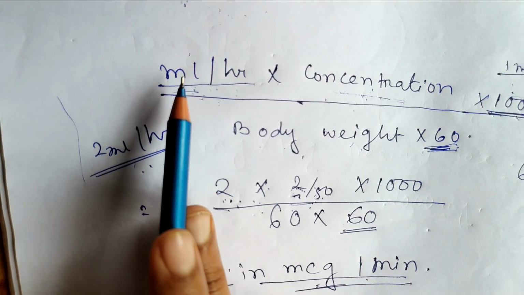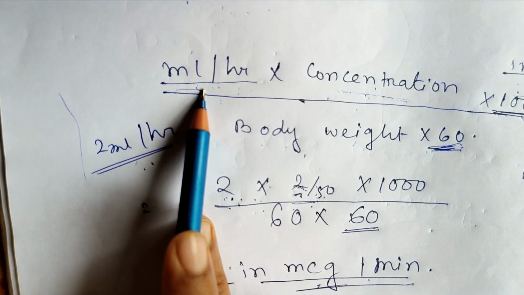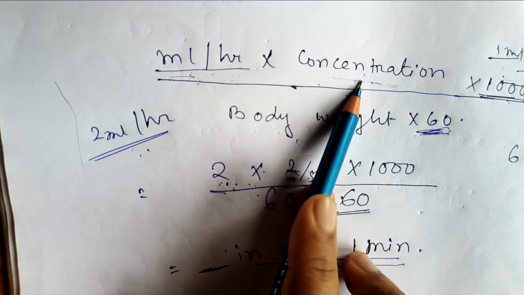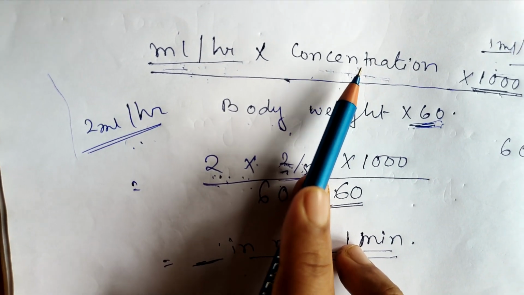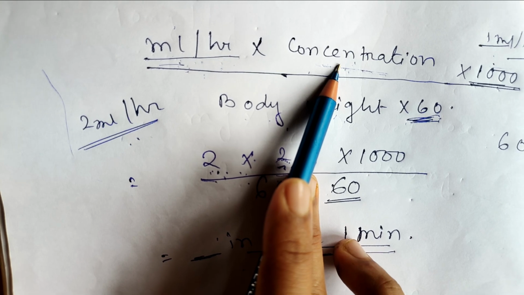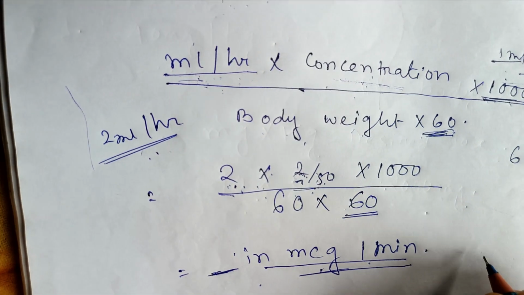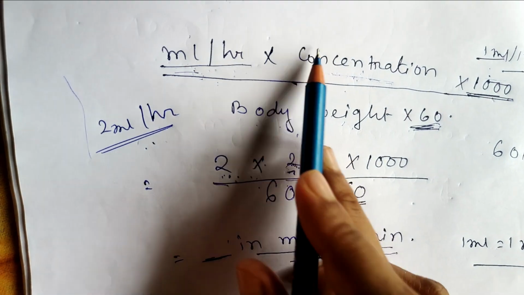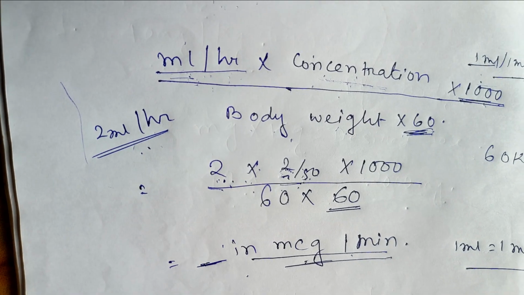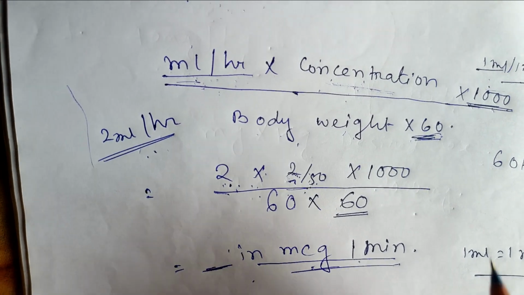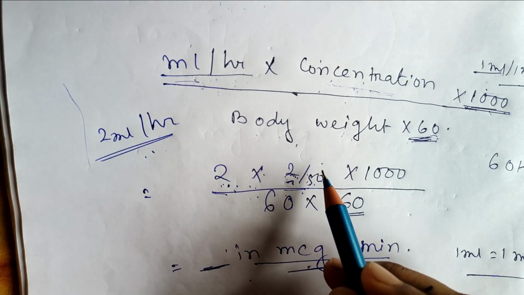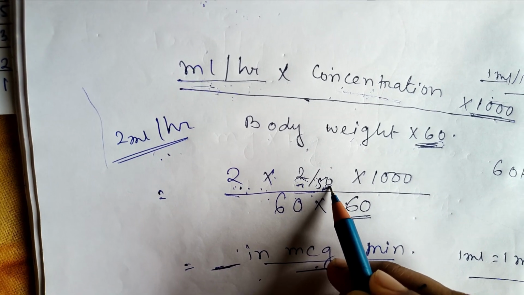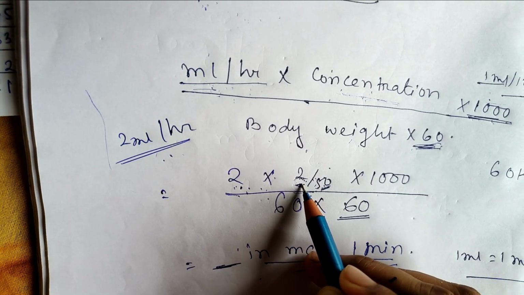So this should be written in the ml per hour, that is 2. Into concentration: what is concentration? In how much solution you dissolve the medicine. Like in 50 ml solution, you dissolved 2 mg of adrenaline. We know that 1 ml adrenaline contains 1 mg, right? So concentration means how much medicine you dissolve in how much solution. For adrenaline, the concentration is 2 by 50, meaning in 50 ml of solution we mixed 2 mg of medicine.